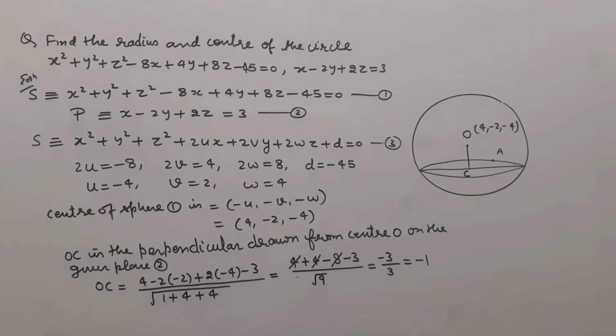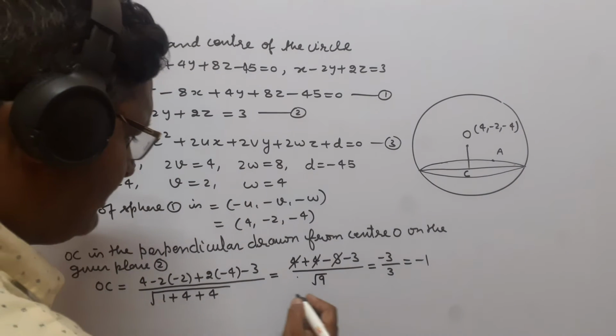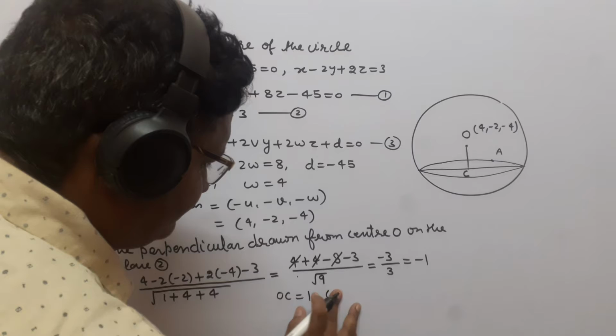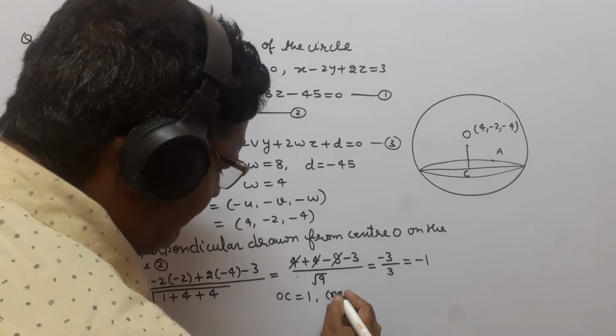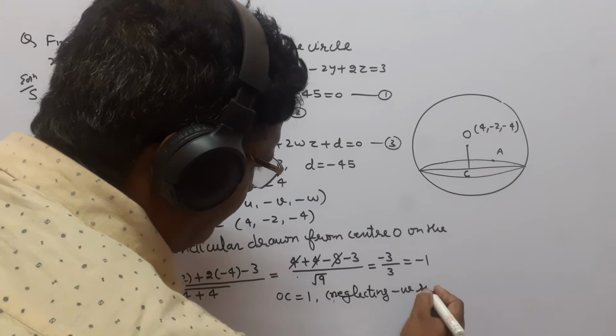So OC is the perpendicular distance from the center of the sphere on the given plane second. So OC is here minus 1. Because OC is the distance, so it can never be negative. So we take OC is equal to 1 numerically, neglecting negative sign.